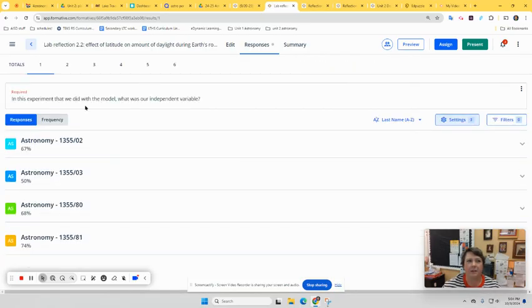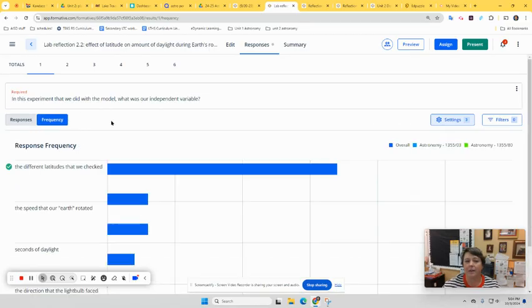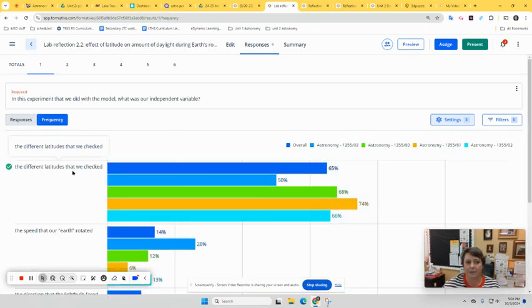In this experiment, what we did with the model, what was our independent variable? Our independent variable was the different latitudes. A lot of times when you have a lab like this where there's an experiment, but you can't really change anything, we can't change the tilt of the Earth. We can't change the latitudes of the Earth, but we can pick different ones and measure our data from there. We talked about this in class.